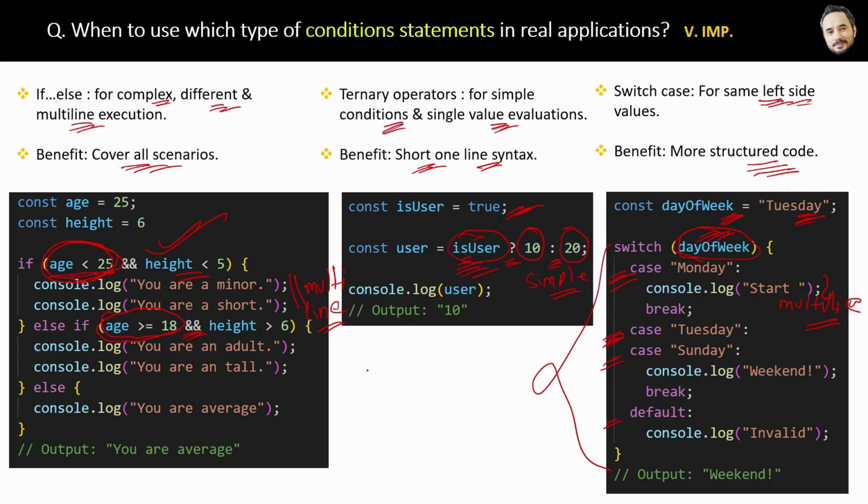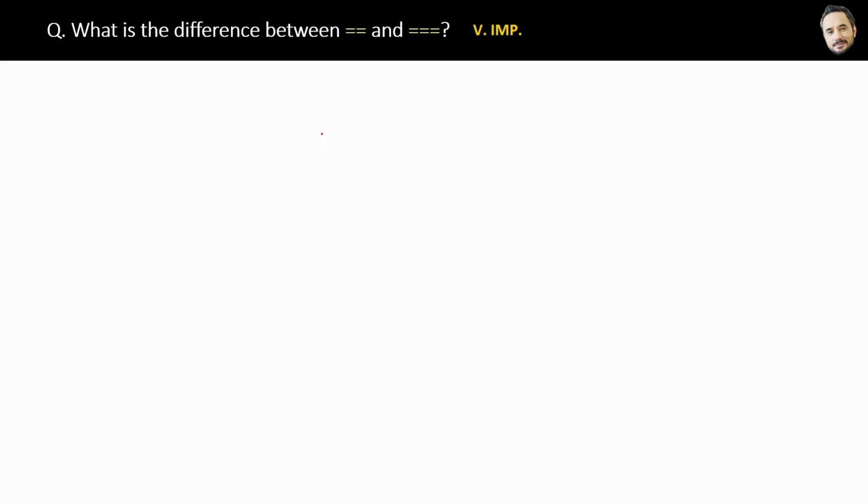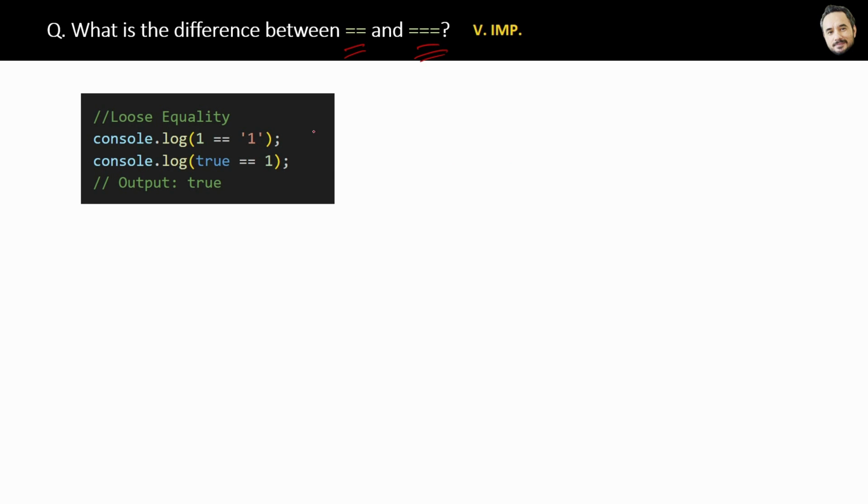That's the comparison between the three. Now these use cases are things you will remember your whole life, right? What is the difference between double equal to and triple equal to? Very important question. Here you can see the code for double equal to, which we also call loose equality.